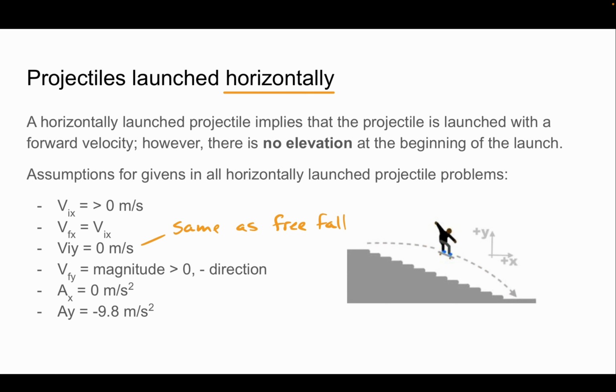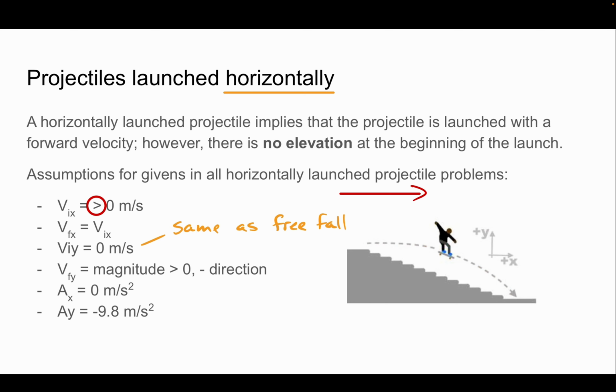There's an error here, so I'm going to change this. Actually no, there's no error because I didn't even notice. Your VIX is going to be greater than 0. It needs to have an actual velocity in the X because that is what's going to launch it forward.